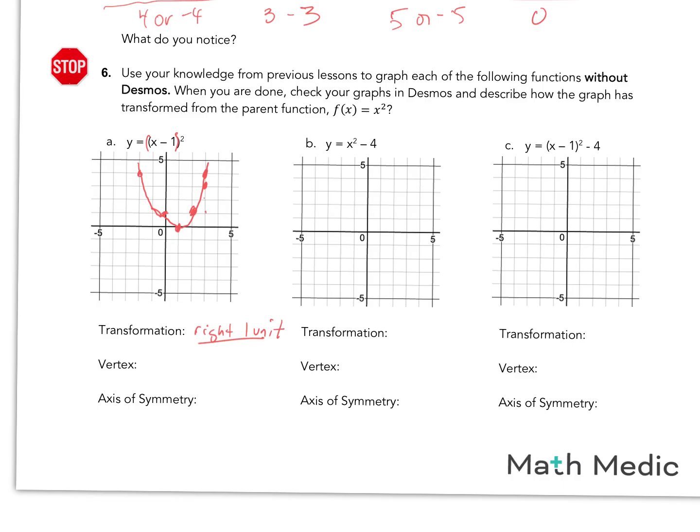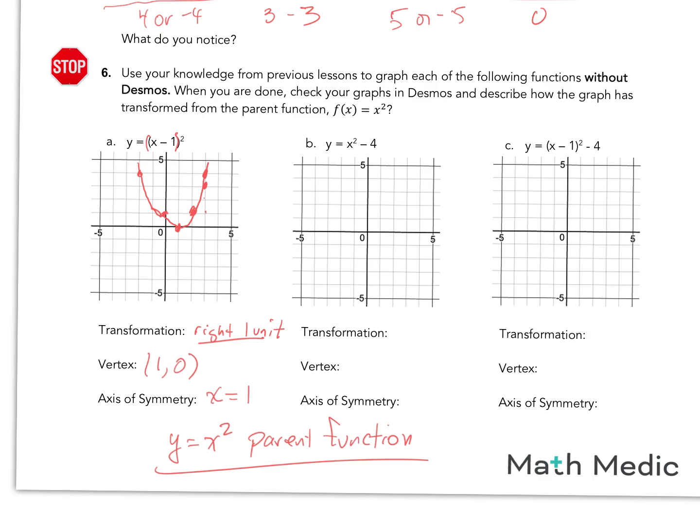So that's all. You took the parent function, what I call the parent function, y equals x squared is the parent function, okay? And we shifted it right 1 unit. We didn't change the shape of it. We didn't do anything. We just shifted it right 1 unit. Okay, the vertex is 1, 0, and the axis of symmetry is x equals 1.